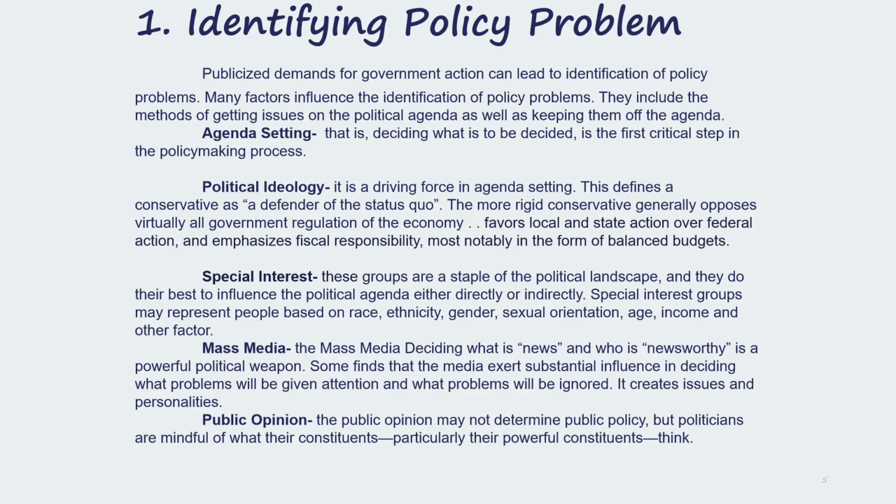One is identifying policy problems. These are the five components of what defines identifying policy problems, and the first one is agenda setting. Agenda setting, that is, deciding what is to be decided, is the first critical step in the policymaking process. To get on the agenda, problems must come to policymakers' attention.